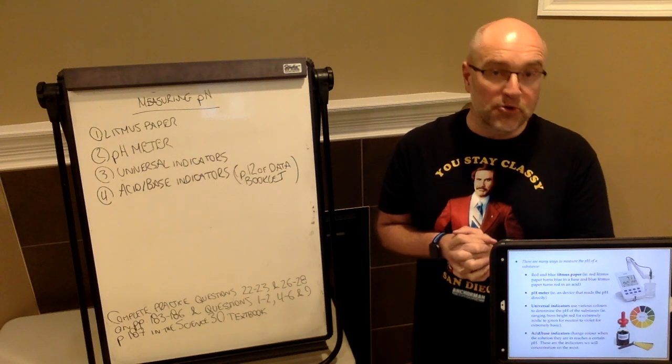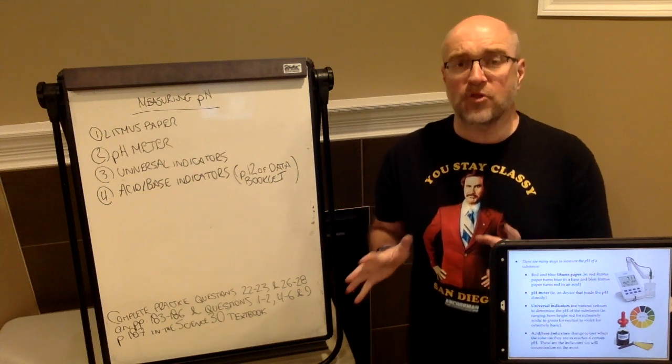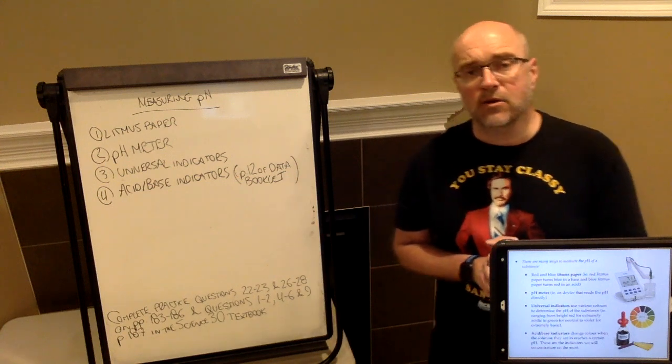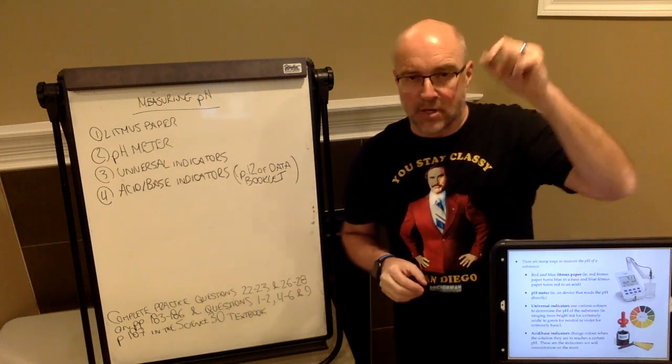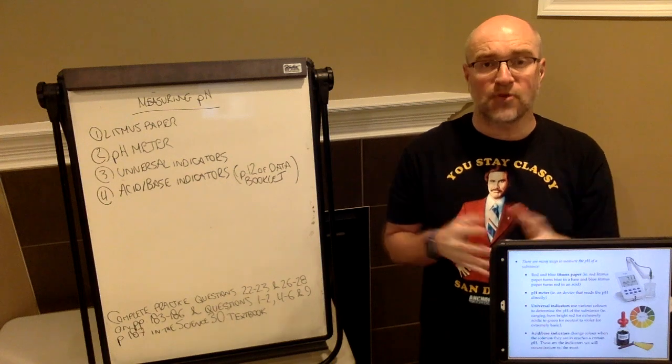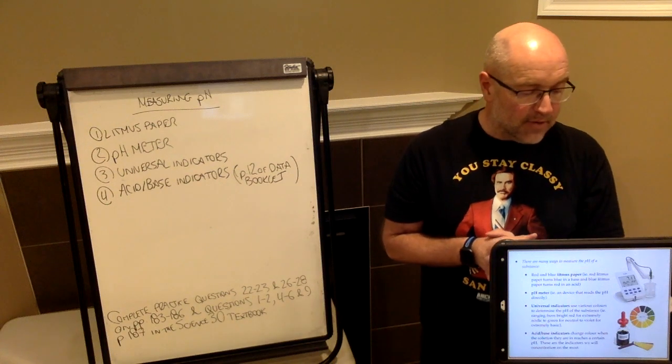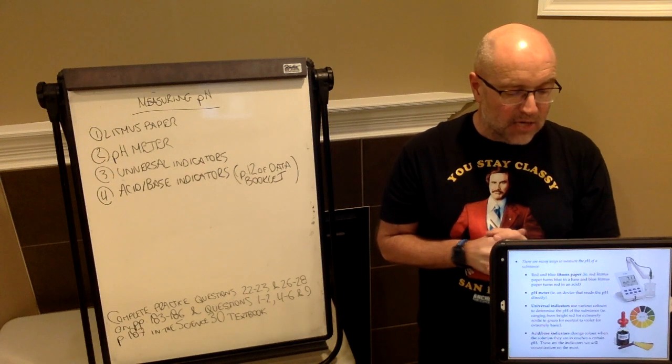There are also things called universal indicators. These are the ones you'd be using if you have a hot tub. You're doing your color test on the pH of your water in a hot tub. They're basically going to indicate ranges.